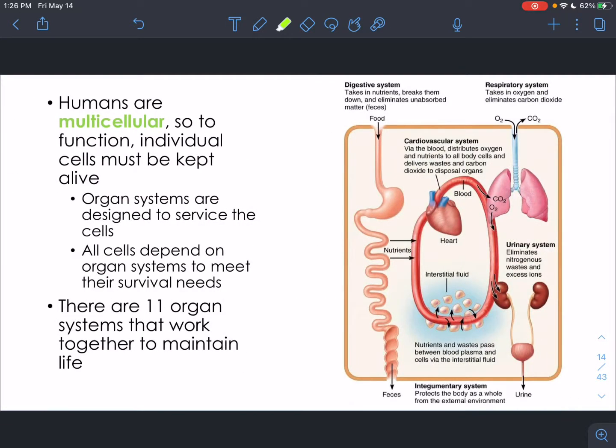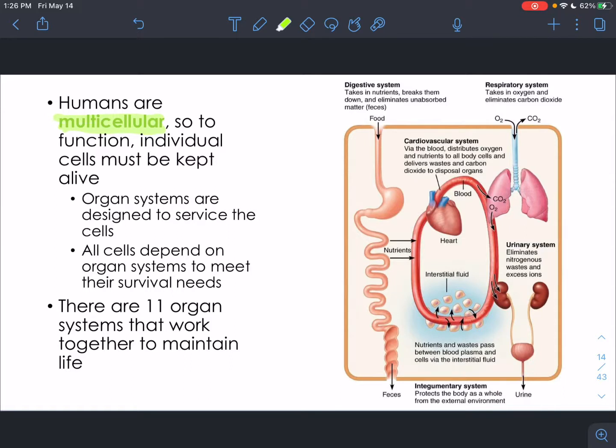So this all should be review on this page. We already talked about how humans are multicellular, right? Because you have individual cells that get together to make a tissue, and then your tissues get together to make organs. Those get together to make organ systems, right? All of those individual cells are what's going to be really important in your survival, okay?